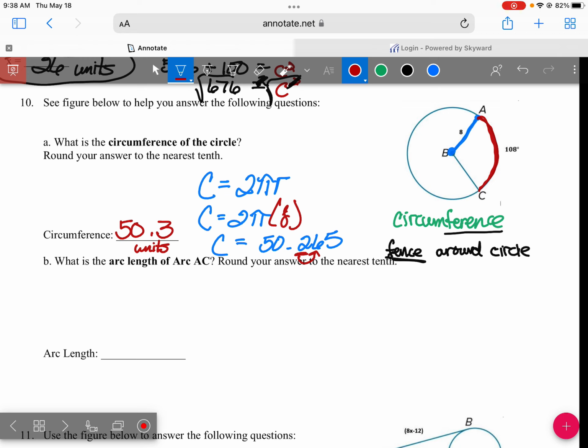Well, you are going to take 108, which is its measure, out of 360, because the whole circle is 360 degrees, and this is only part of that circle, times the circumference, which we already found to be 50.3, or 2 times pi times 6. So take 108 divided by 360 times 50.3. And what are we going to get on the calculator?